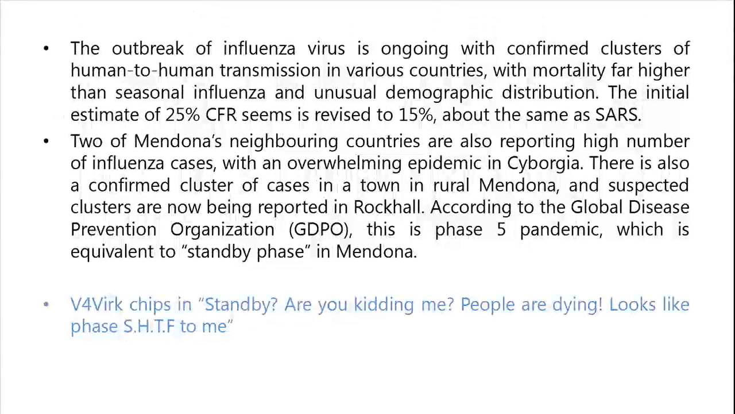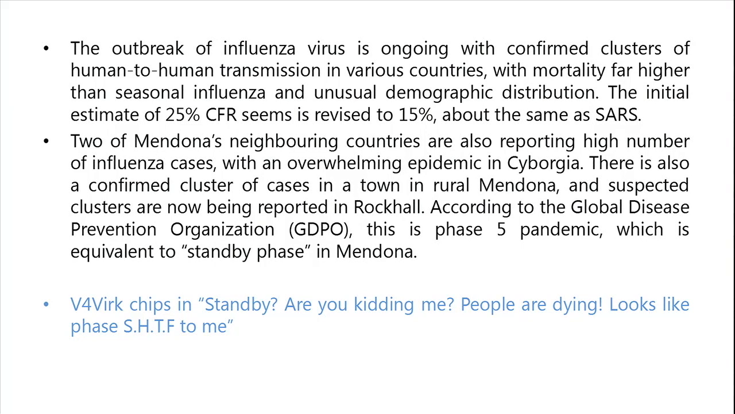Two of Mendona's neighbouring countries are also reporting high numbers of influenza cases with overwhelming epidemics in Cyborgia. There's also a confirmed cluster of cases in a rural town of Mendona, and suspected clusters are now occurring in Rockhall. According to the GDPO, this is phase five of a pandemic, which is equivalent to the standby phase. V for Virk. Standby? Are you kidding me? People are dying. Looks like phase SHTF to me.